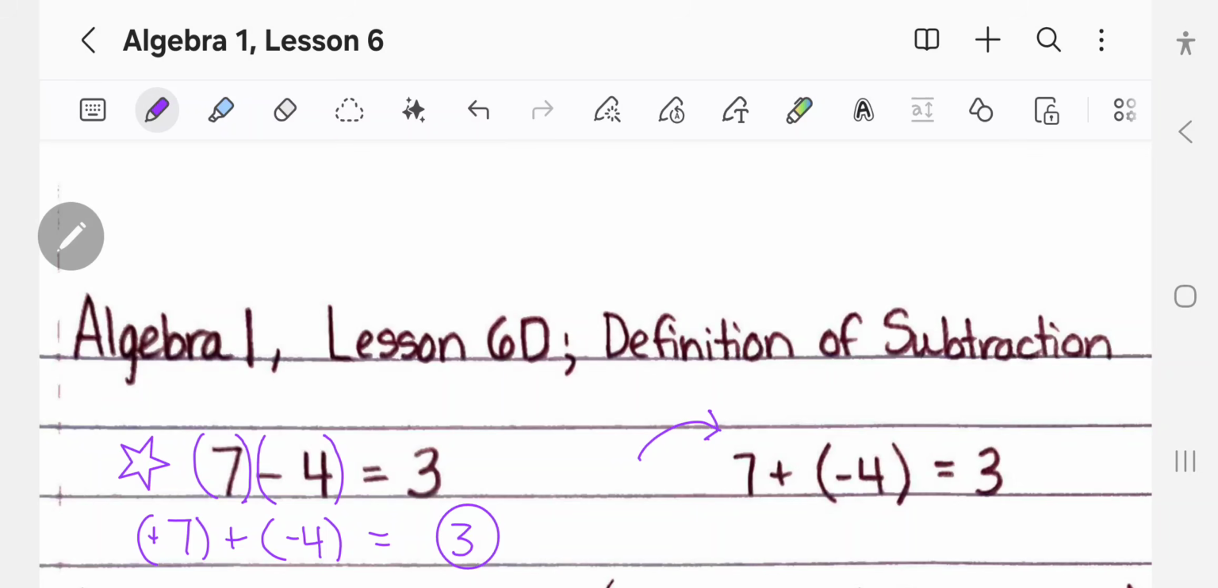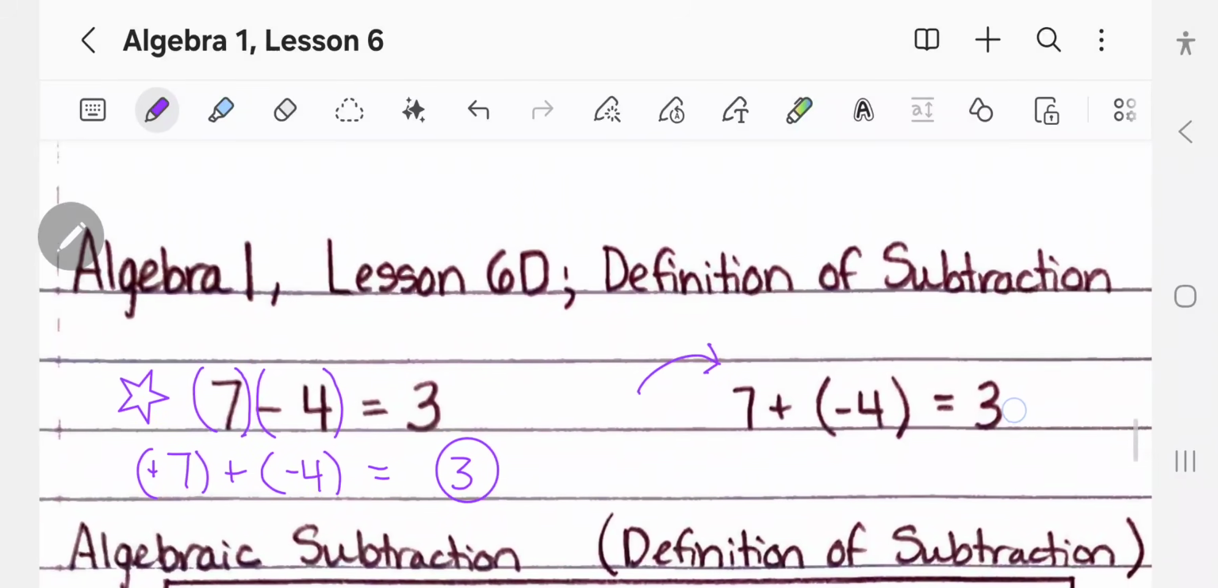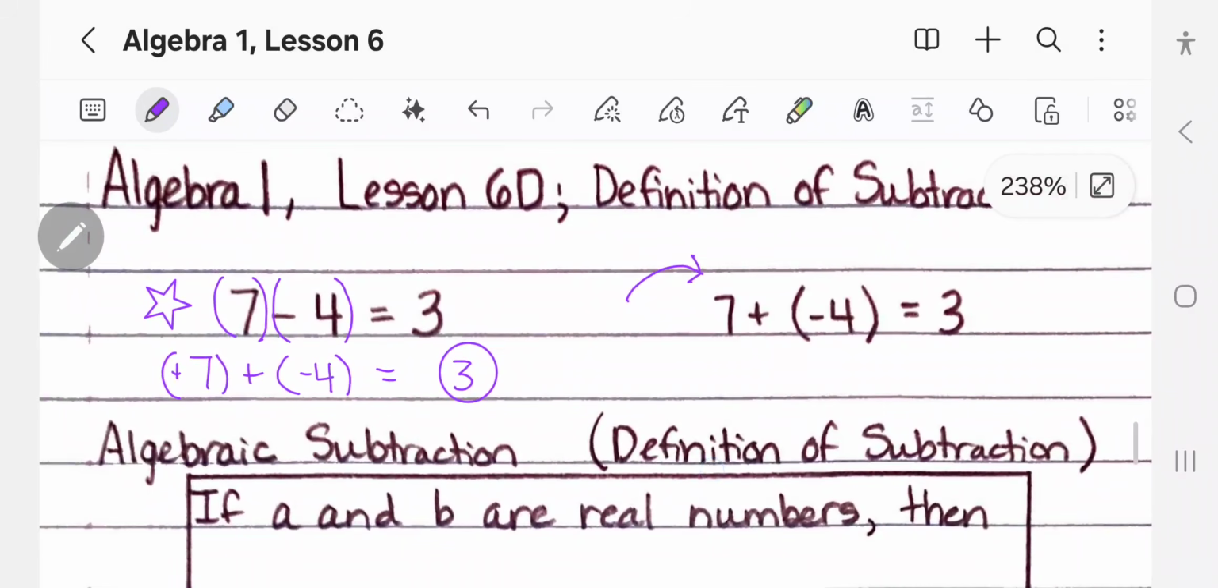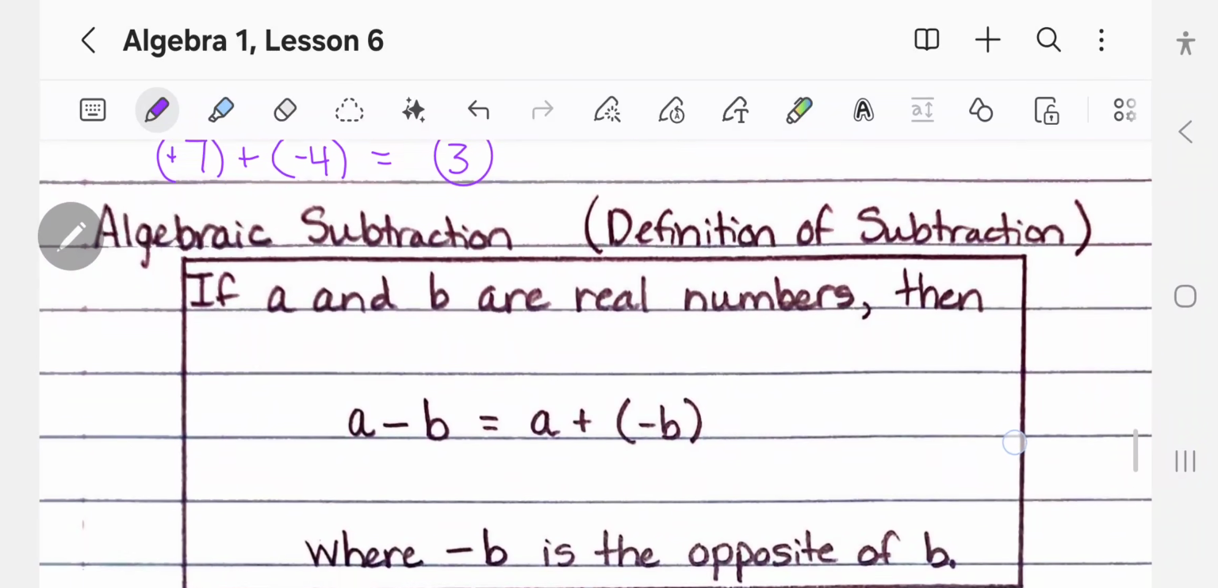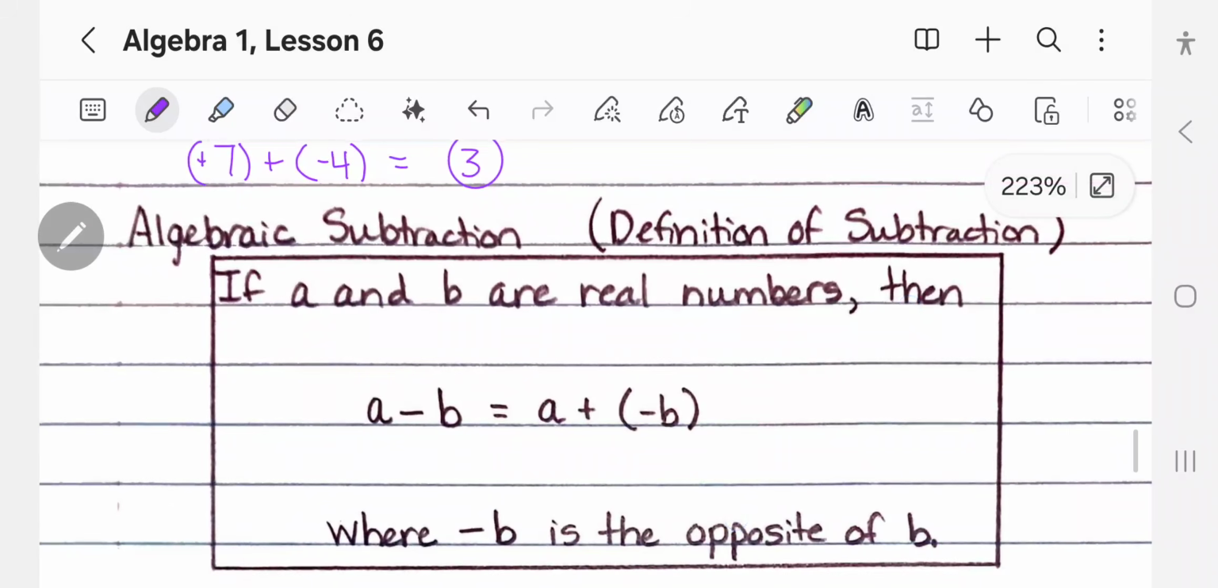Notice how we didn't even discuss really subtraction. We rewrote it as a negative. Well, there's another way to think about this. Many textbooks call it the definition of subtraction. That's how I've taught it before.